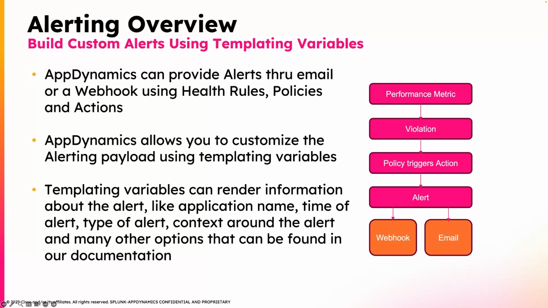Templating variables can render information about the alert in the payload, like the application name, the type of the alert that we just received. It can be context around the alert, like particular text saying that your CPU is 100% busy. Other options can be found in our documentation. There's a bunch of templating variables in the product that can be used to form custom payloads for alerting.